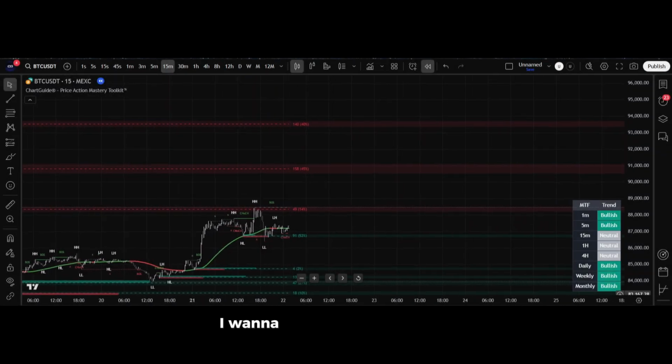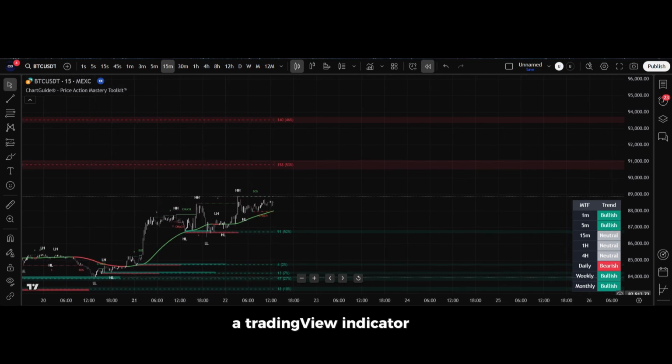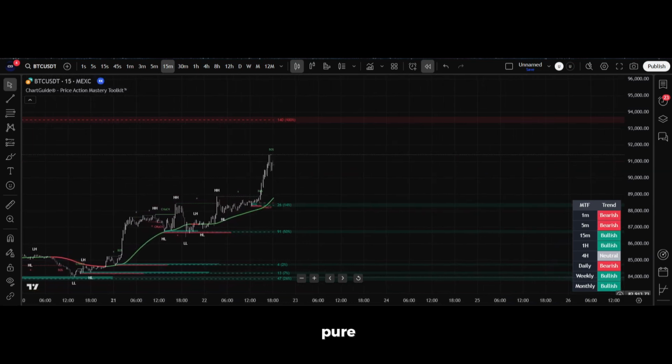Hey, in this video, I want to make a quick review of the ChartGuide Price Action Mastery Toolkit, a TradingView indicator that helps you trade smart and clean using pure price action.